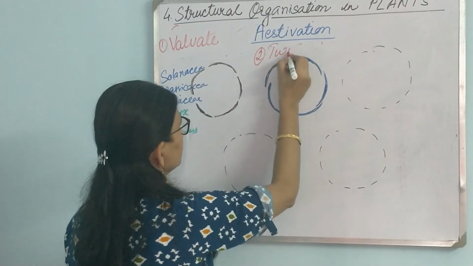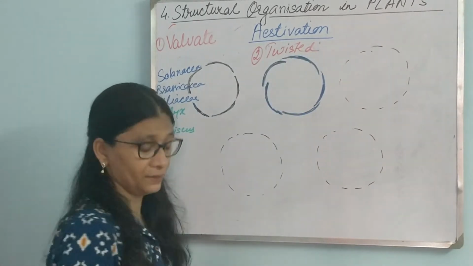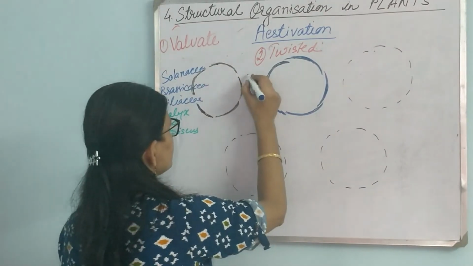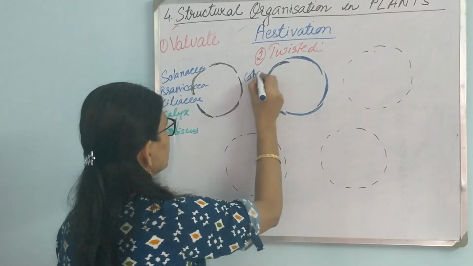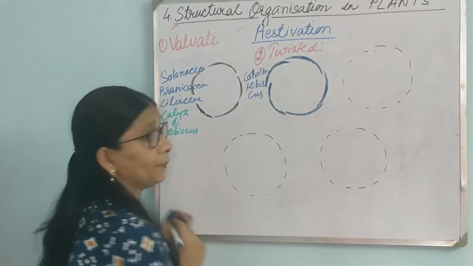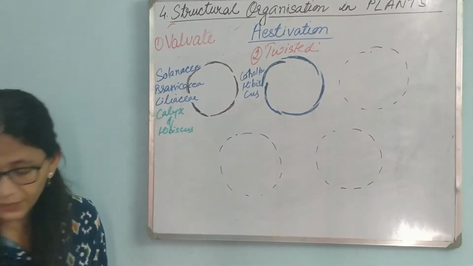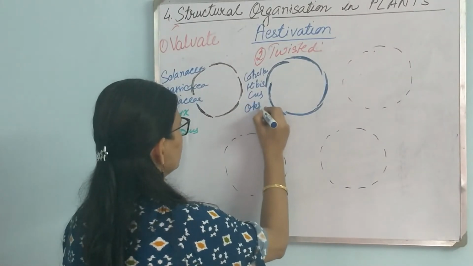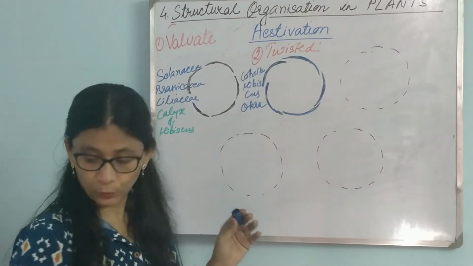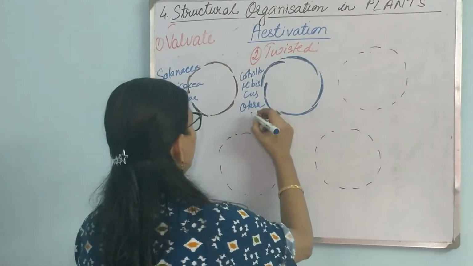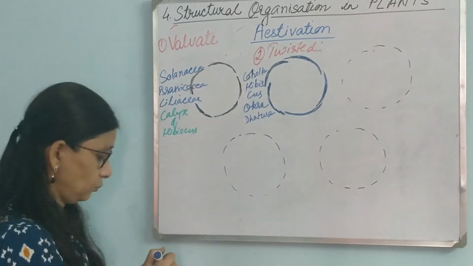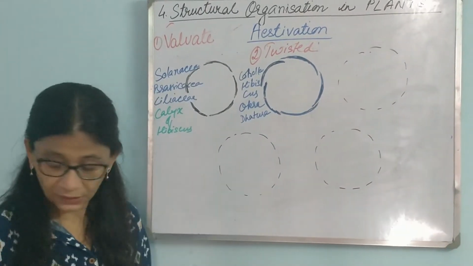Number 2 will be twisted. It is seen in, as I said, the corolla of hibiscus. Twisted is also seen in lady's finger, okra. Okra also, we get the flowers, they have the petals with twisted arrangement. Then dhatura. Dhatura also has twisted arrangement. So this is twisted. Now let's come to the third type.